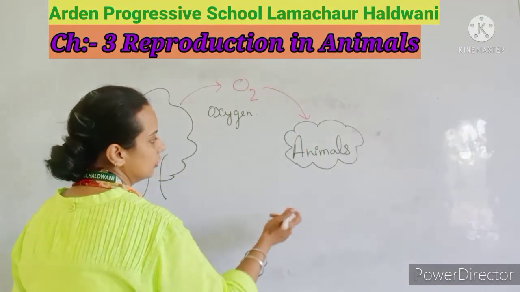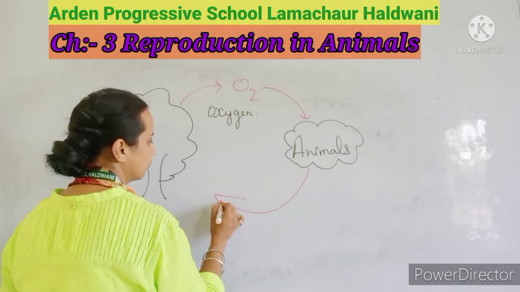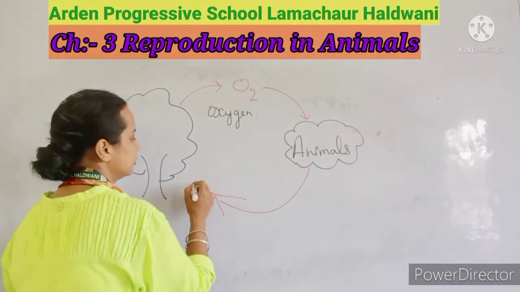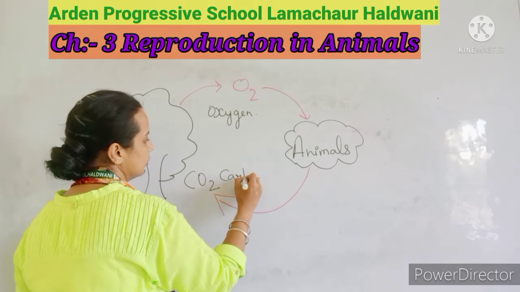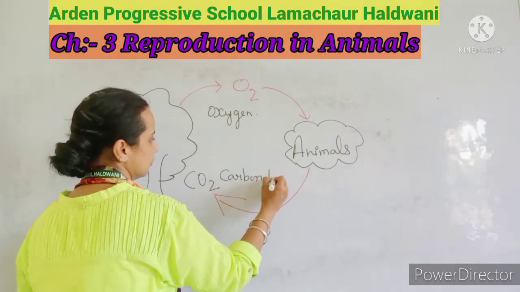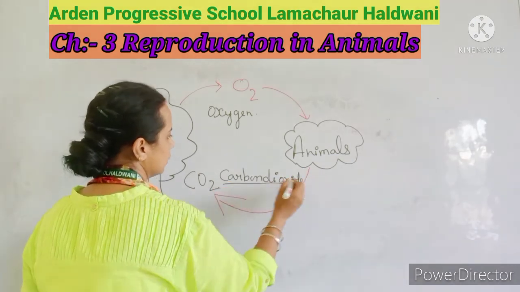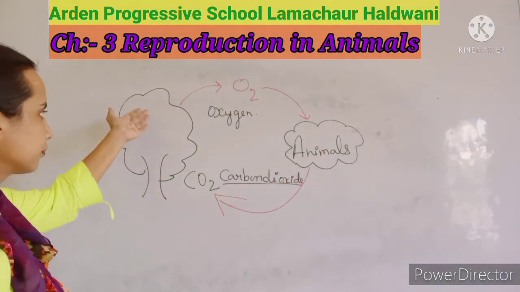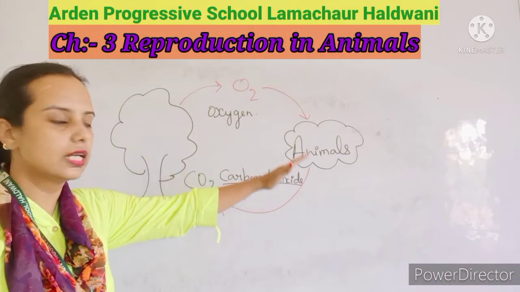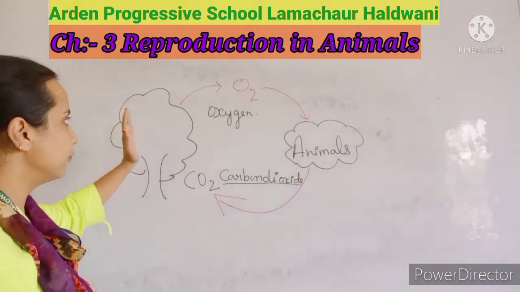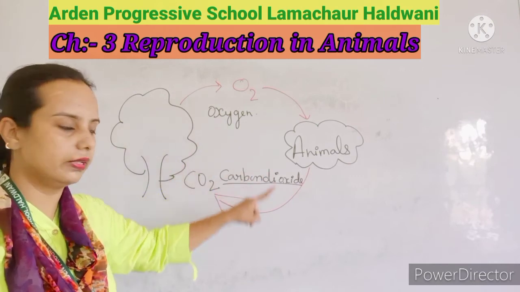Then in return, what are the animals giving? Carbon dioxide to the plants. So this cycle is continuously carried out. It is like this every minute, every second. This cycle is continuously moving like this.